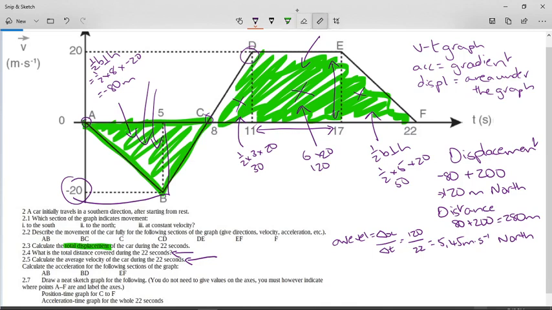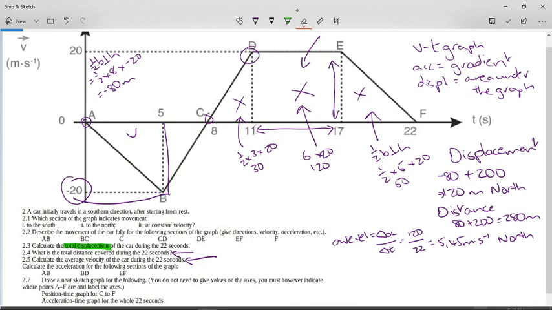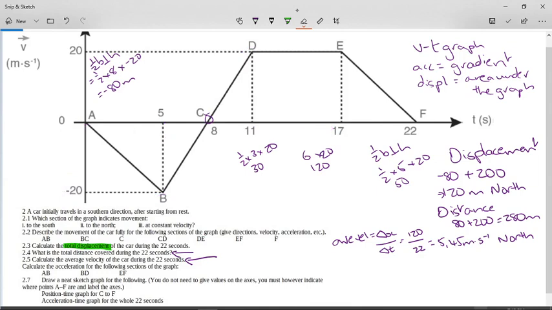Now it says to you, calculate the acceleration for the following sections of the graph. So let's have a look at the graph again and which sections they want us to calculate the acceleration on. The first part, it says A to B. Now look here, people. This is a negative slope. You better make sure that your answer is negative and that you give the sign, because acceleration is a vector.